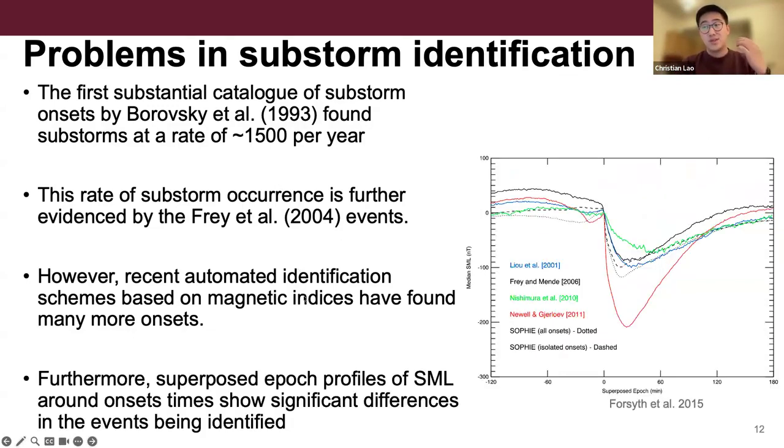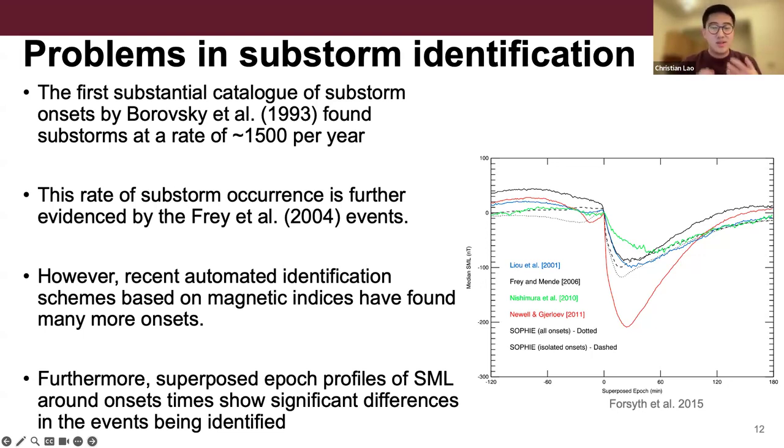And furthermore, the superposed epoch profiles of SML around these onsets can show really large differences between the events being identified, with some events being extremely large, almost double the SML bay of others identified. So there's a clear discourse on what constitutes a substorm, and there's a divergence of events that are being studied. This means that it's increasingly difficult to verify any models or theories, as one can tailor and optimize to one event catalog, but may not be capturing dynamics of the whole system.